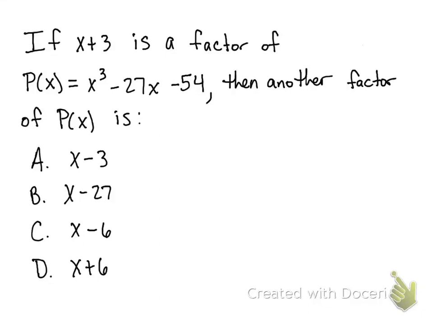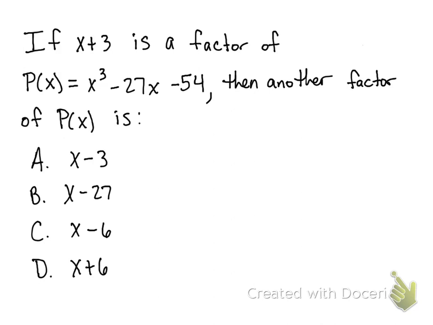On this problem, it says if x plus 3 is a factor of p of x equals x cubed minus 27x minus 54, then another factor of p of x is A, x minus 3, B, x minus 27, C, x minus 6, or D, x plus 6. Now they told us one of the factors, which is x plus 3.